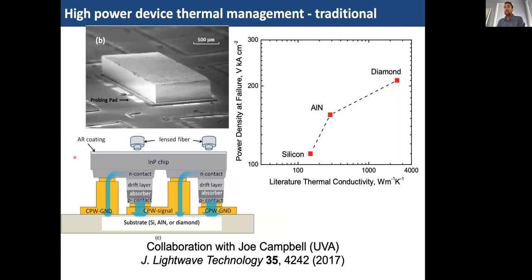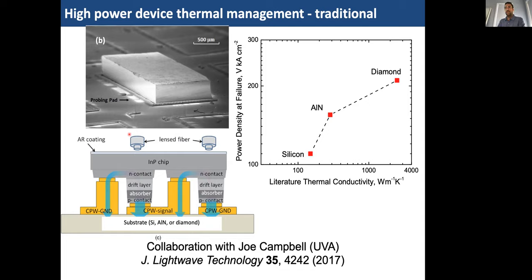Okay, so what I'm showing here is a balanced photodiode, a high frequency, high power balanced photodiode that's made at UVA by Professor Joe Campbell. So this is a collaboration that Joe Campbell and I, another MIST UVA faculty, had, where Joe is trying to make the world's greatest, most powerful, highest frequency photodiode.